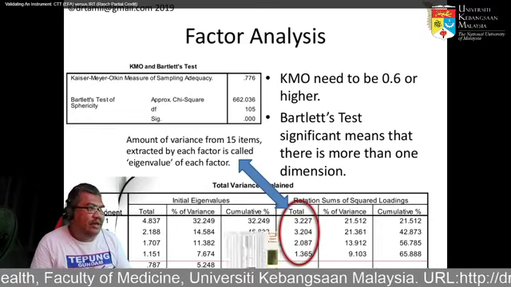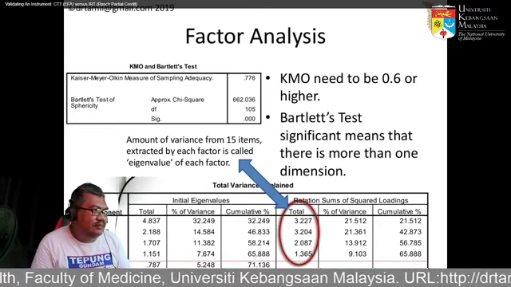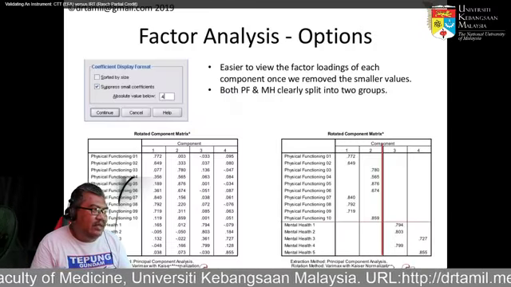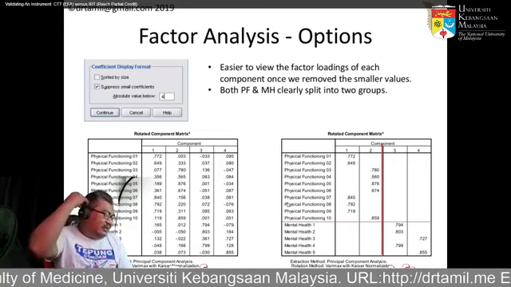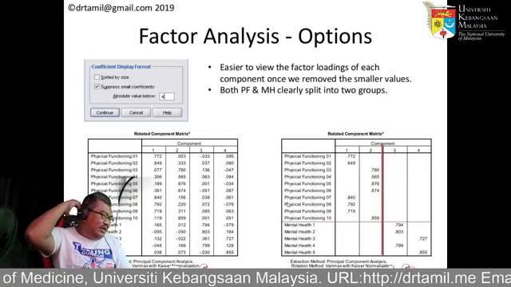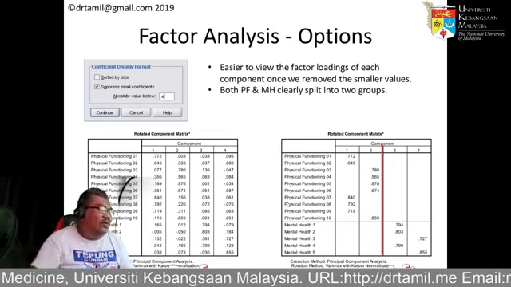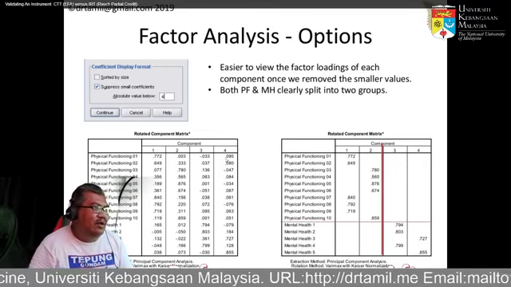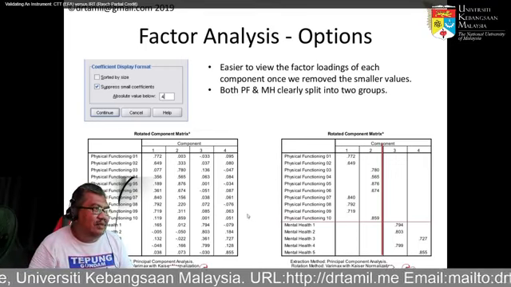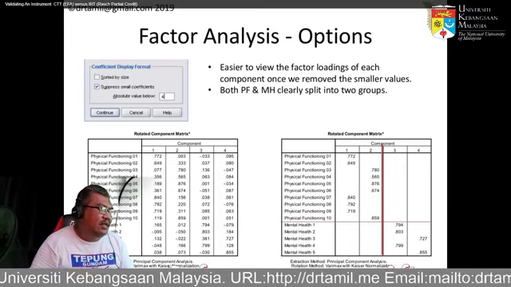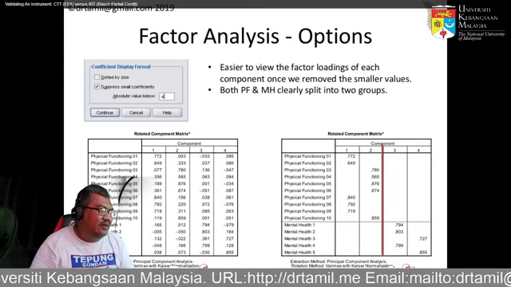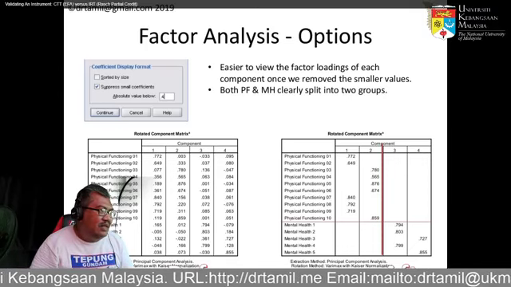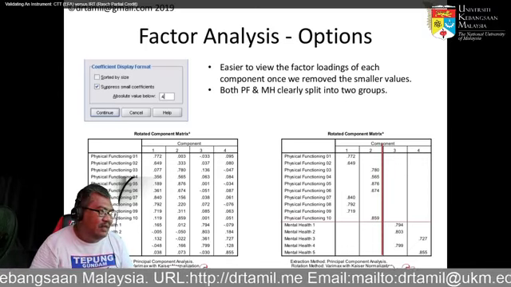Okay, so what happened? You are going to look at each one of these items, and they say, wow, you have two dimensions. What are the dimensions? It turns out one is the dimension for physical function, and the other one is the dimension for mental health.